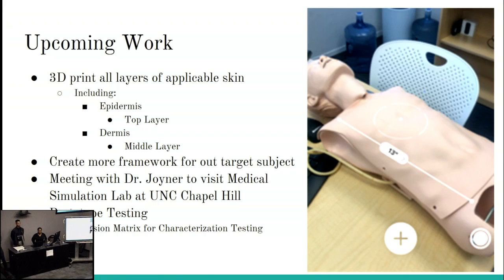And then in order to gain a better idea of what our product needs to look like, we want to go to the simulation lab at UNC Chapel Hill and see what mannequins they have. And then lastly, we want to do prototype testing and do a decision matrix for the characterization testing to see which ones are our top 3 or top 4 that we want to keep later on. And this will also be dependent on what materials we have, what tools we have to actually test the skin.